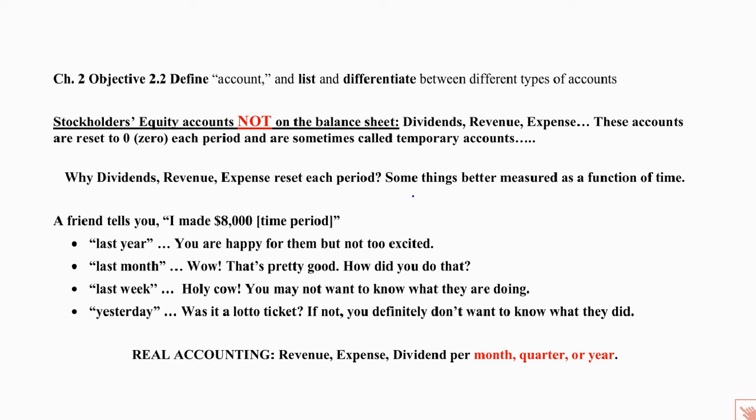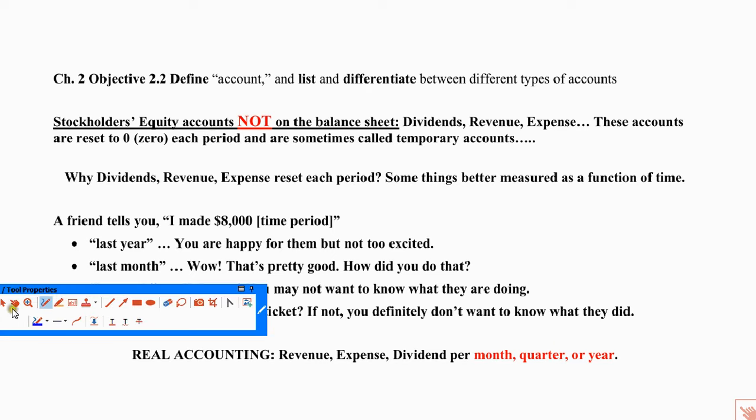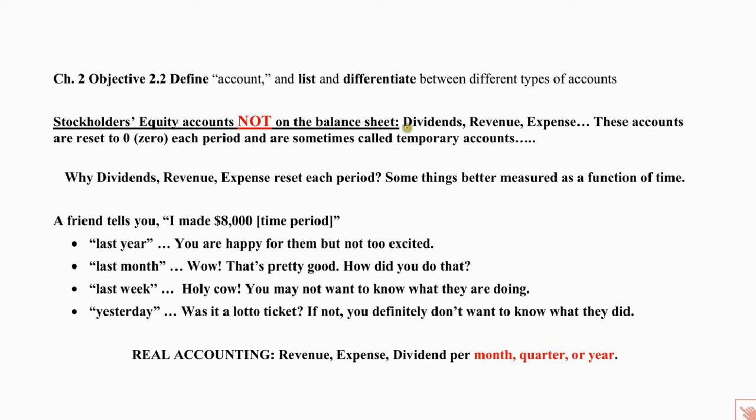All right, so continuing with learning about accounts and differentiating them, once again, and I'm saying this over and over, but your students struggle with this. Dividends, revenues, and expenses, they aren't on the balance sheet. They are reset to zero each period and are sometimes referred to as temporary accounts.